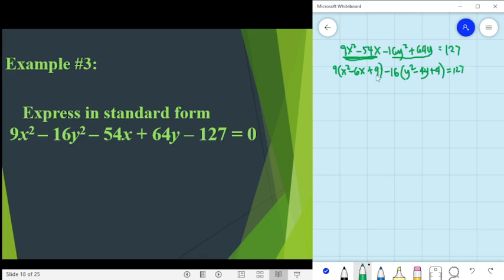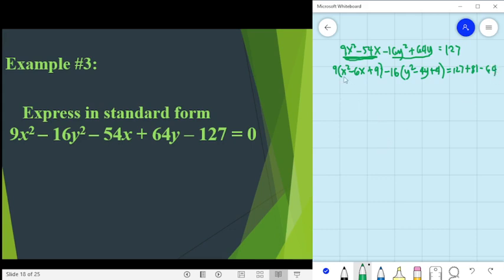127. But since we are adding 9 here and 4, and since the 9 is multiplied outside, actually we are not adding 9, but we are adding 9 times 9, which is 81. So we add 81 on the right side. And at the same time, since we add negative 16 times 4, it is the same as subtracting 64. Okay?